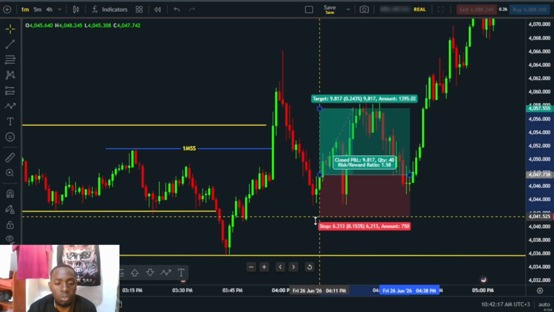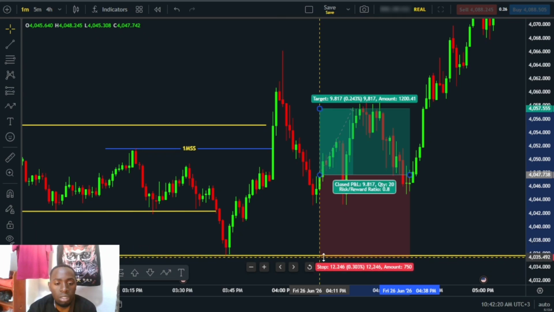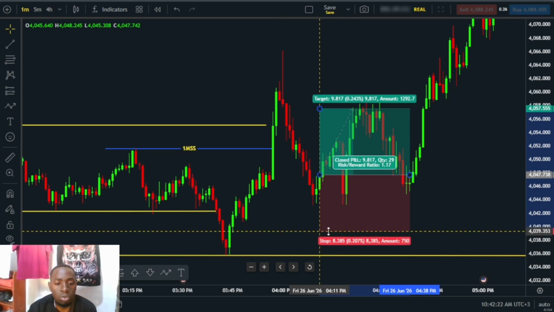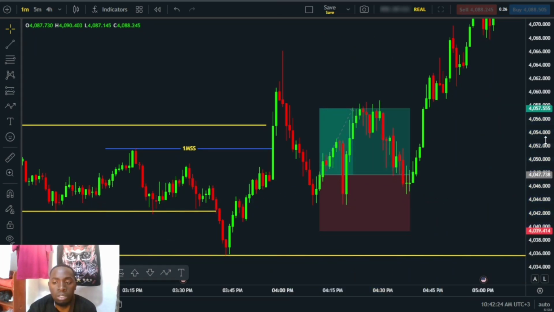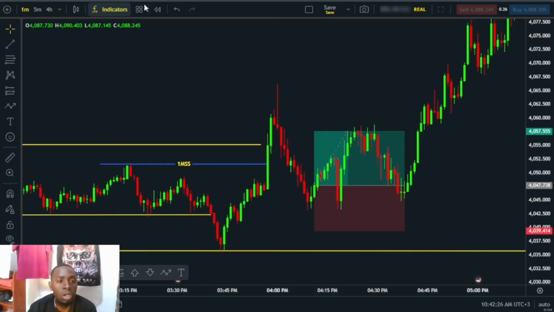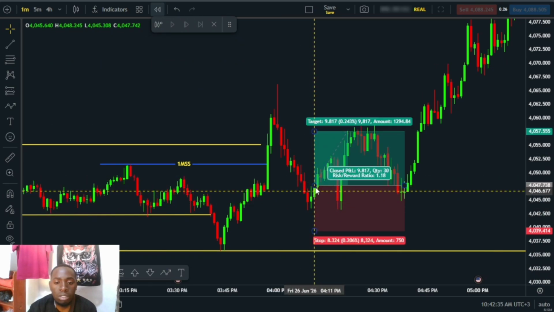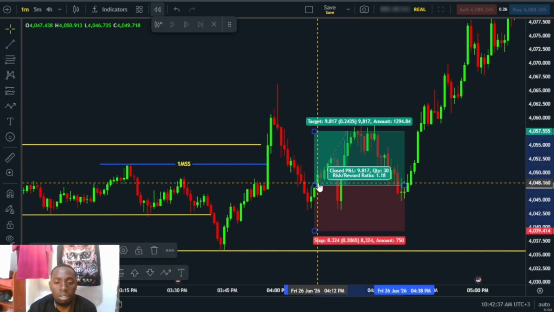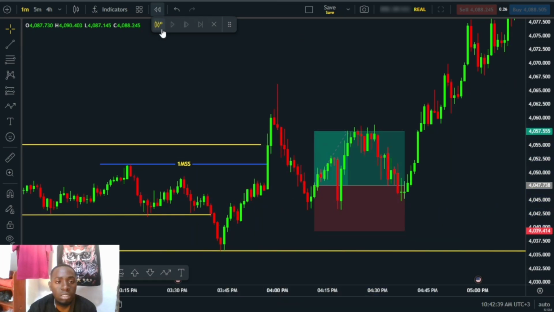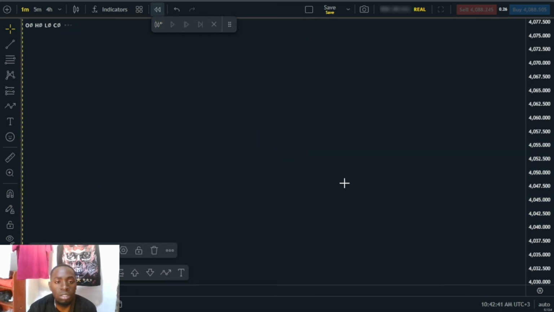I decide to put my stop loss either here or down there. Okay, so I place my stop loss before there, making sure I've accounted for the spread of the market. Okay, I make sure I've accounted for the spread of the market.